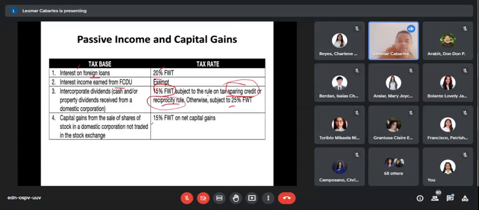So capital gains sa shares ng domestic corp not traded sa Philippine stock market. So 15% din. So net capital gains, no?